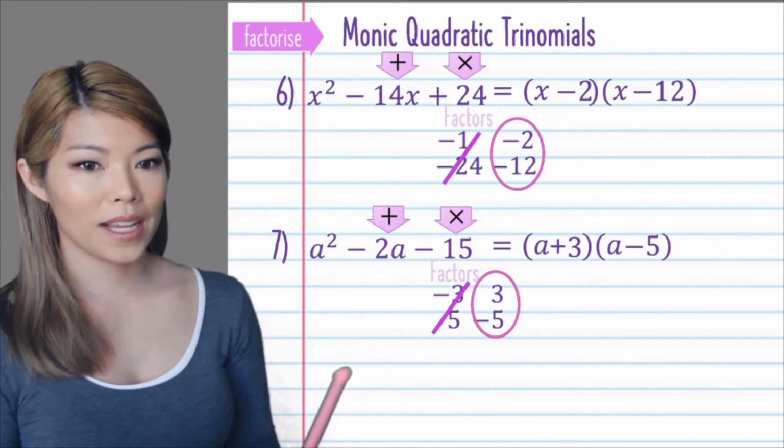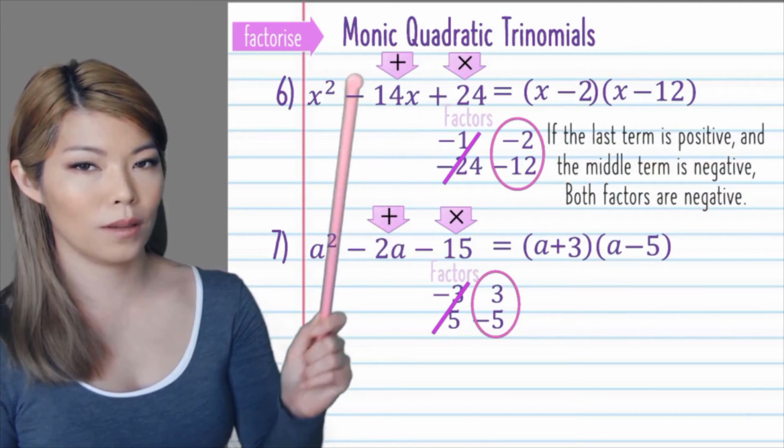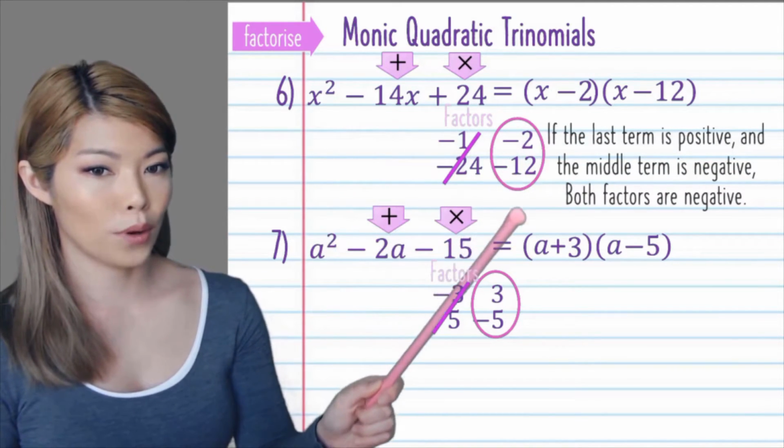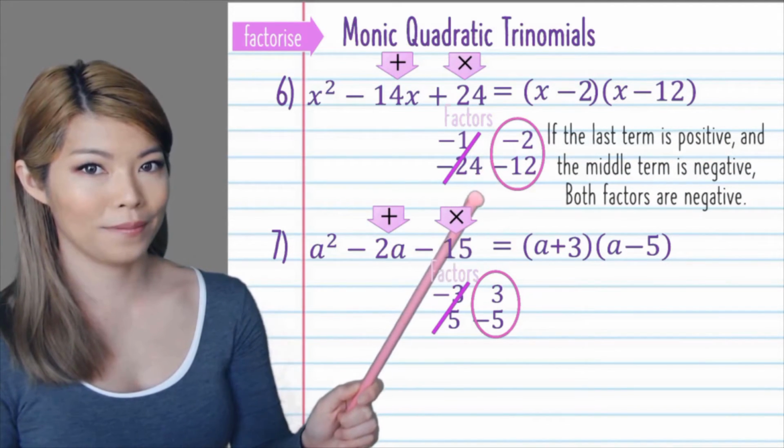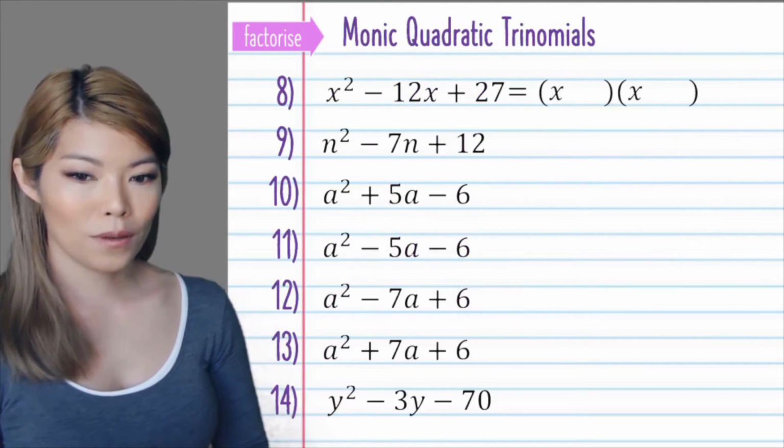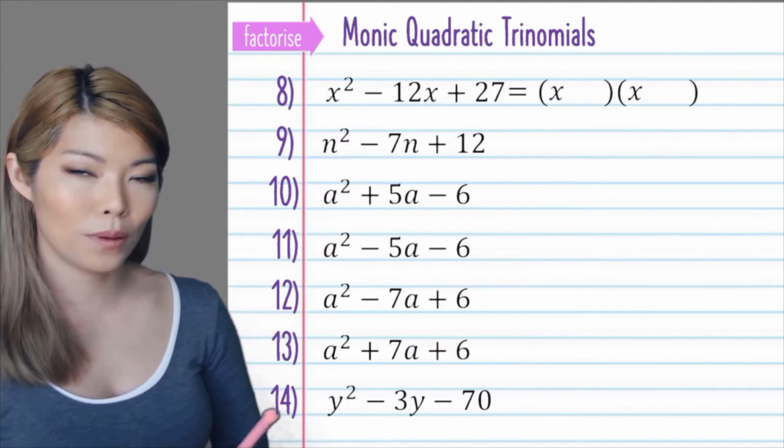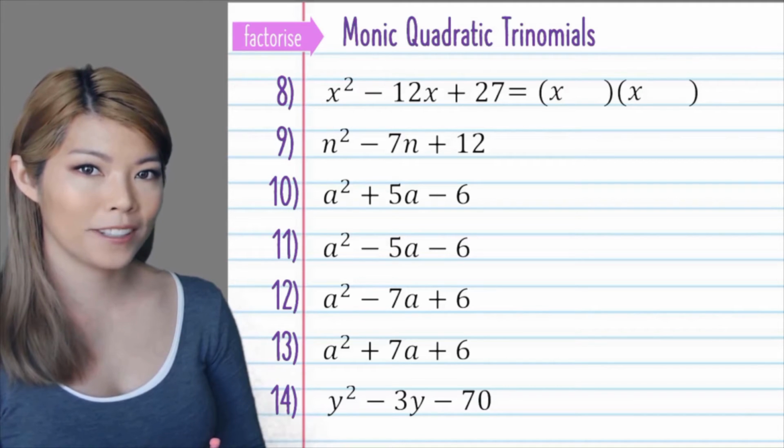And just a quick recap, if the last term is positive and the middle term is negative, then both of them are negative. A few more practice questions. Give this a go, pause the video, and when you're done, unpause to see the answers.